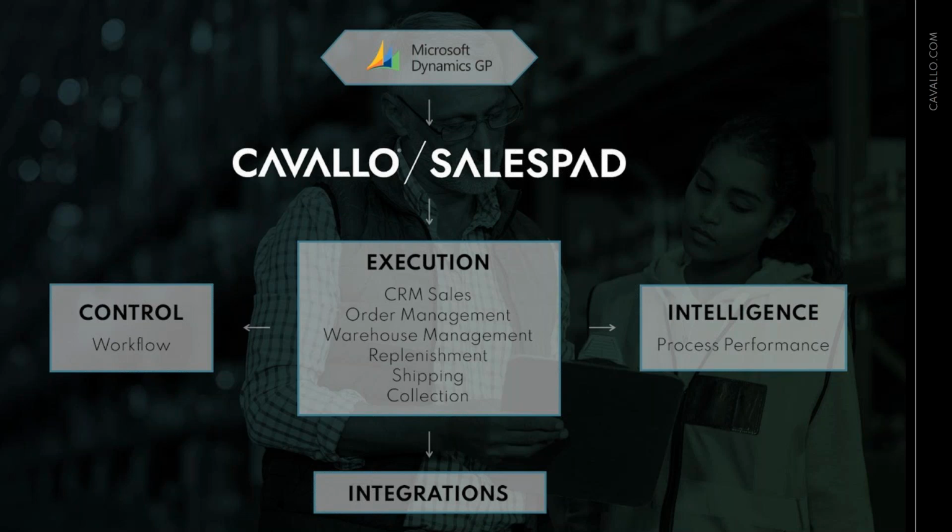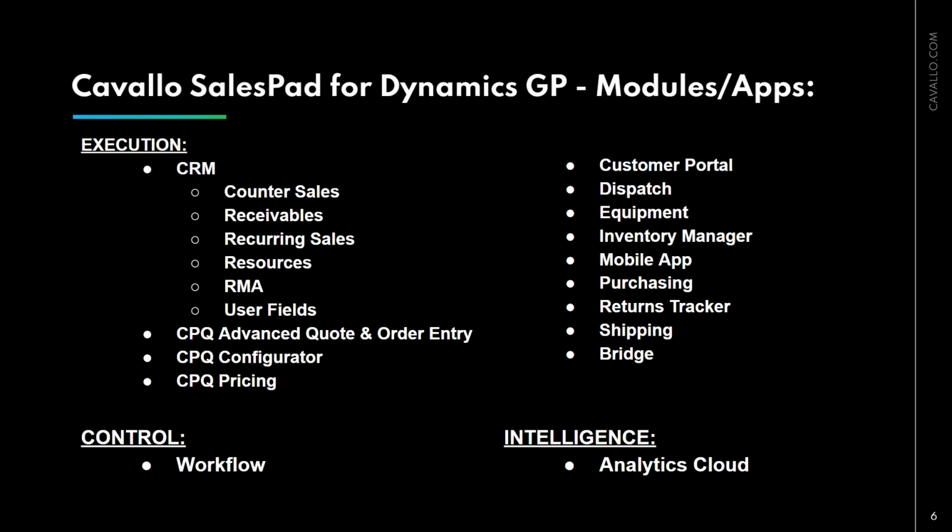Within that execution, we can address many operational aspects of your business. For example, CRM sales, order management, warehouse management, replenishment, shipping, collection. And then we also, like I said, have the workflow automations and the control layer and the process performance and the business intelligence layer. Not only that, we take it one step further. We've already got integrations created with a number of those ISVs out in the industry. And I'll show you who those are right here on this slide. So right now, these are the current modules and applications we have available.